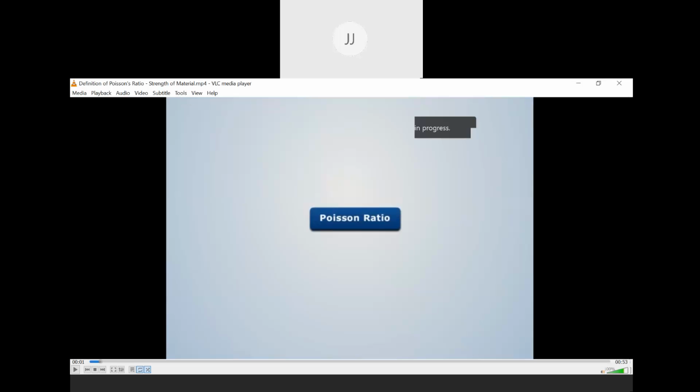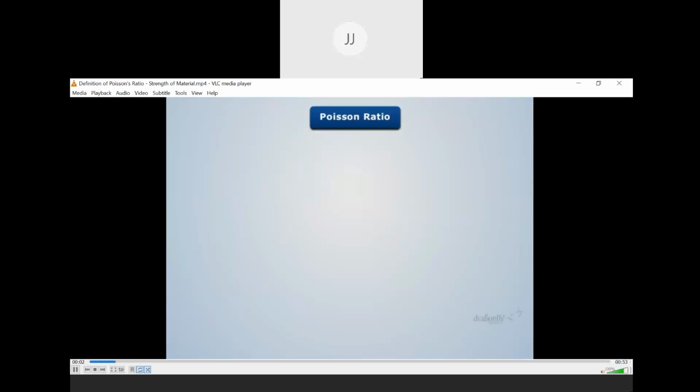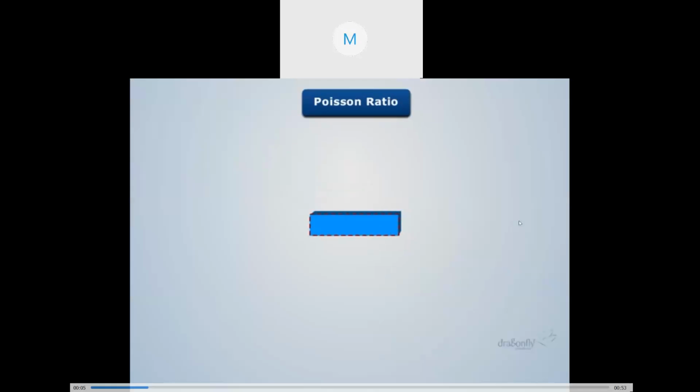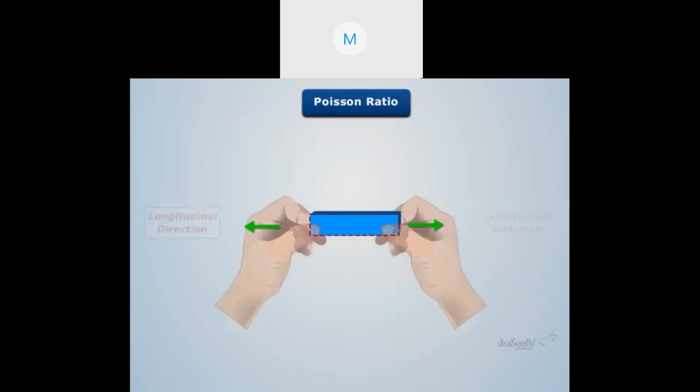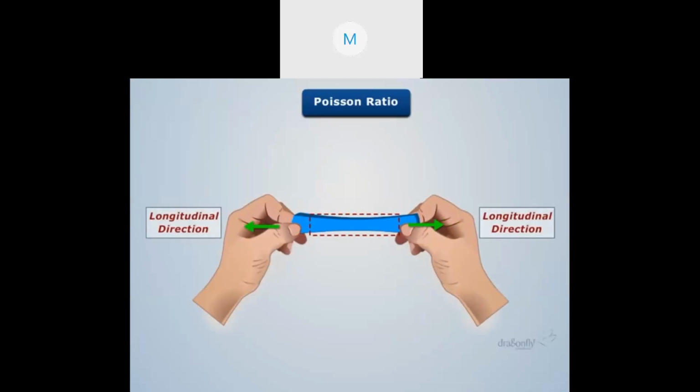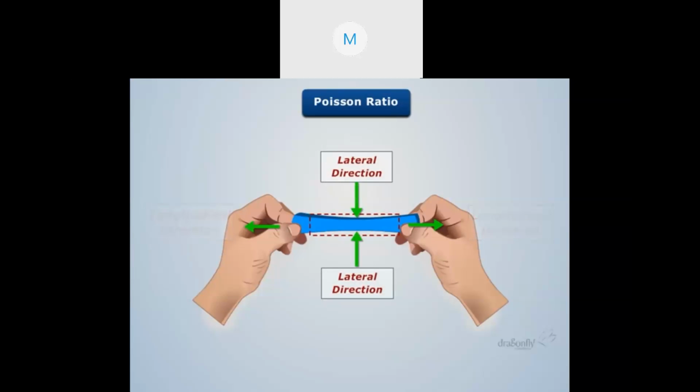Okay, just have a look at this video. You'll understand what is Poisson's ratio. Can you see the video? So what is actually Poisson's ratio? If you see here, look, there is a pull from both sides. So it is in the longitudinal direction. Look, there is a change. Yes or no? So in the lateral direction also there is a change.